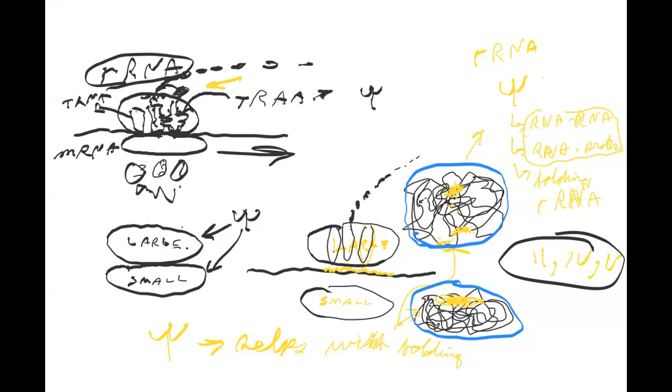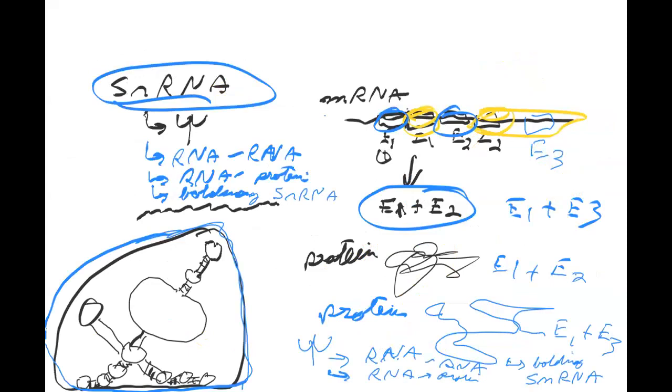Now, the small nuclear RNA helps with the splicing, right? Now, it also stabilizes the RNA-RNA interaction, the RNA-protein interaction, and also the folding of the small nuclear RNA. Now, exactly where, I'm not sure. Is it here? Is it here? I don't know how the small RNA is docking to it. I'd have to study that a little bit more, exactly what the binding domain is, but I don't really care, actually.